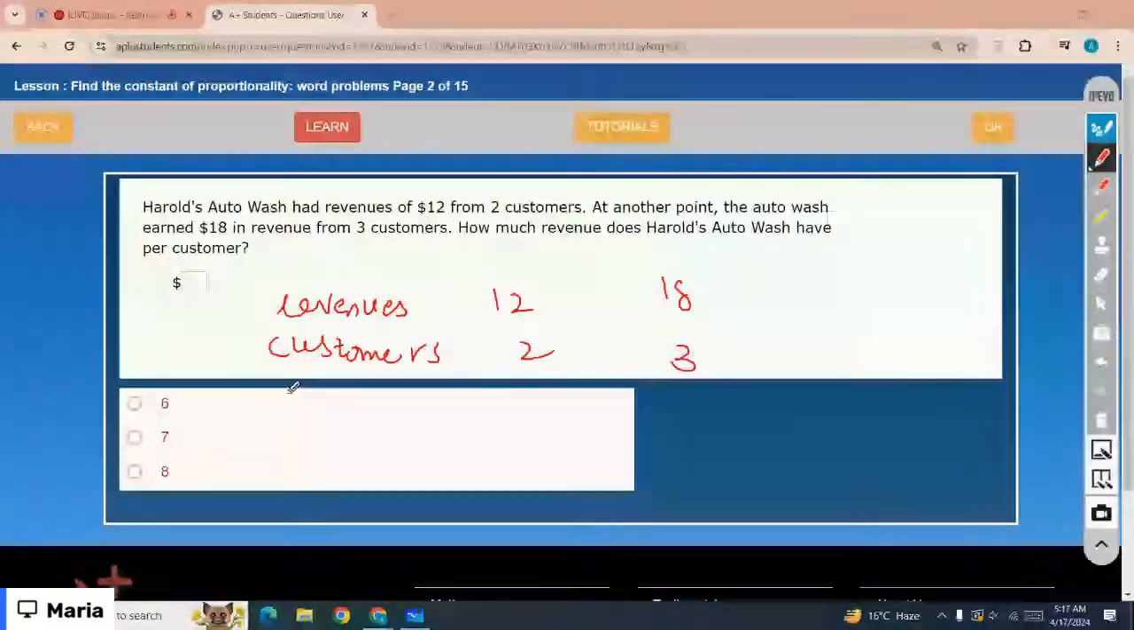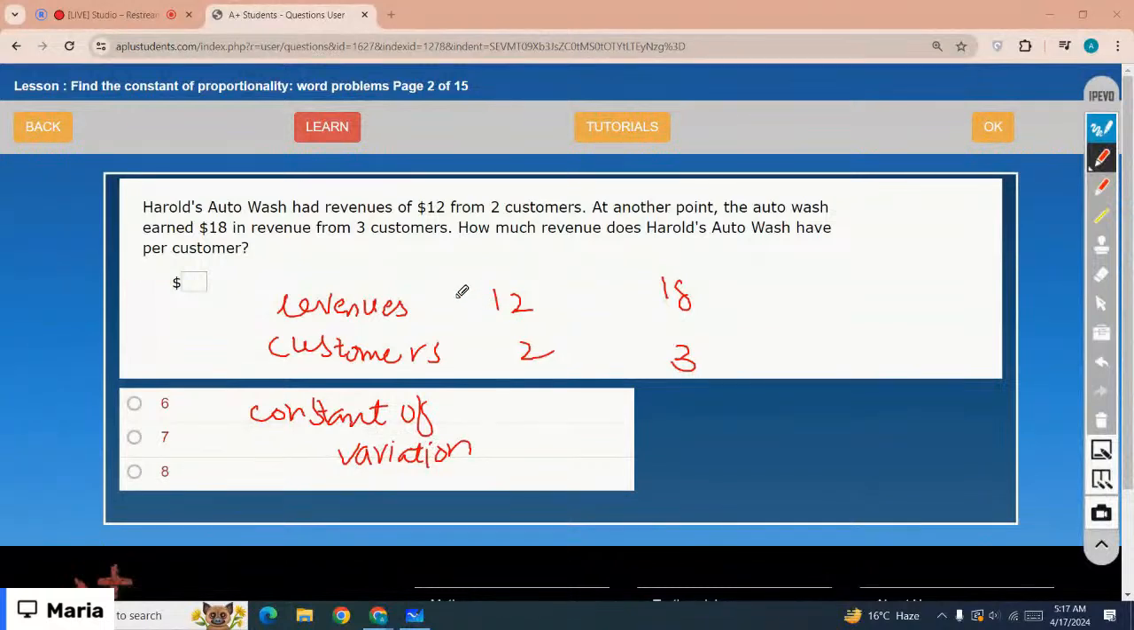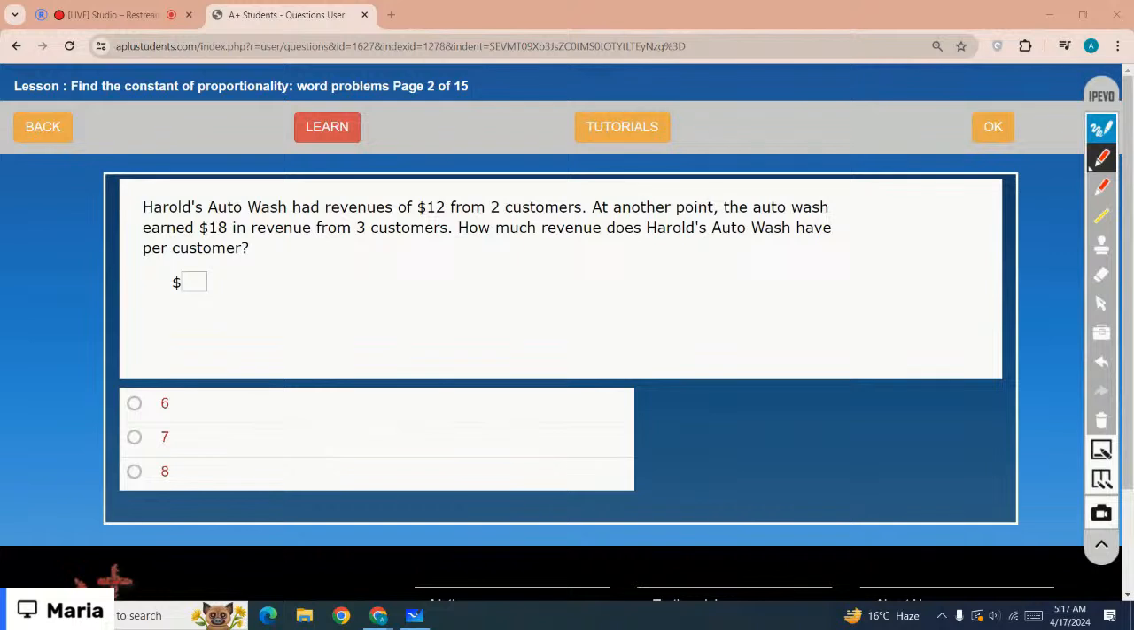So we have to find the constant of variation. We have to do y over x. You have to do 12 over 2 and 18 over 3. So 2 times 6 is 12 and 3 times 6 is 18. The correct option is 6. That means the revenue he generates from every customer is $6. Got it? The correct option is $6.